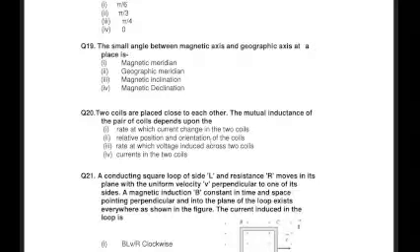Question number 21. A conducting square loop of side L and a resistance R moves in its plane with the uniform velocity V perpendicular to one of its sides. A magnetic induction B, constant in time and space, pointing perpendicular and into the plane of the loop, exists everywhere as shown in the figure. The current induced in the loop is, here they give the figure A, B, C, D.